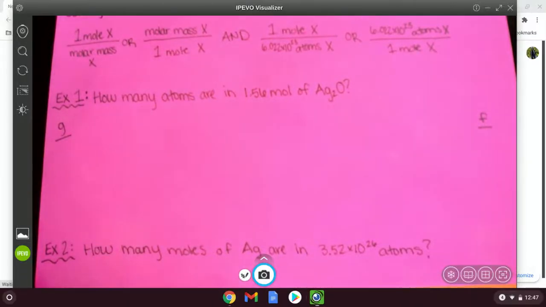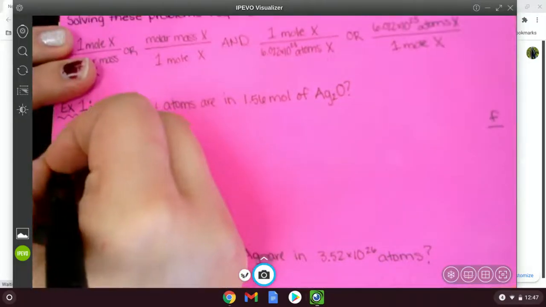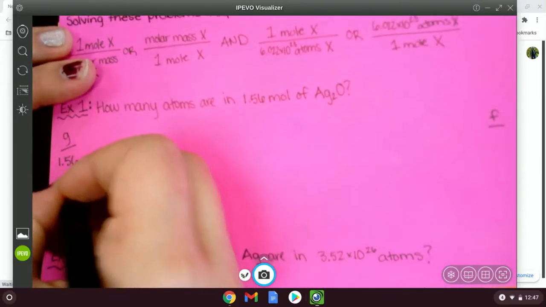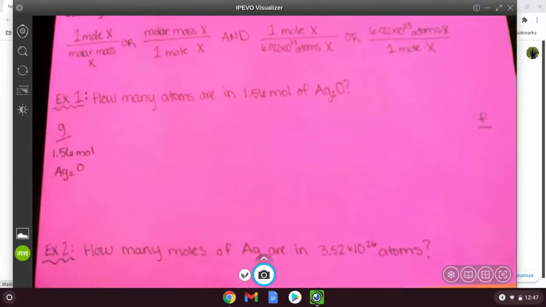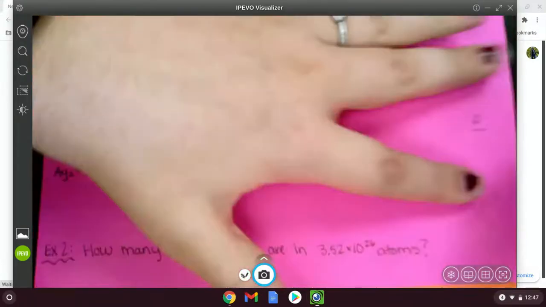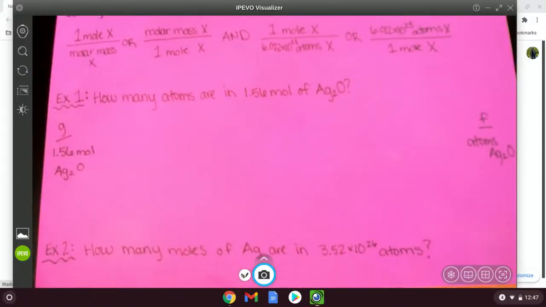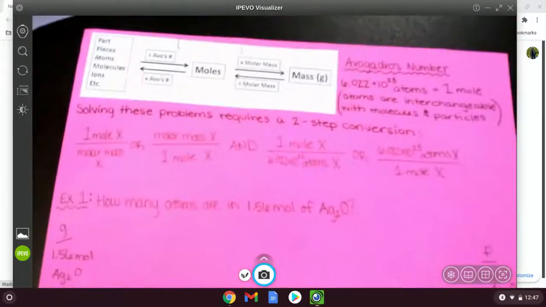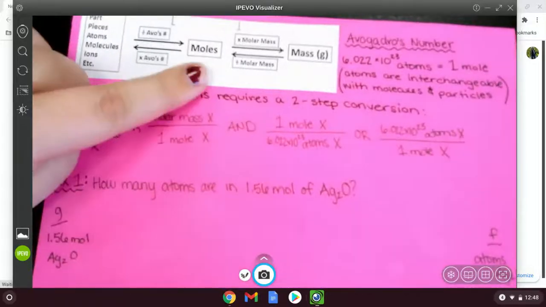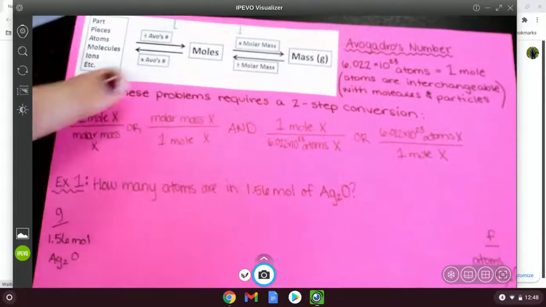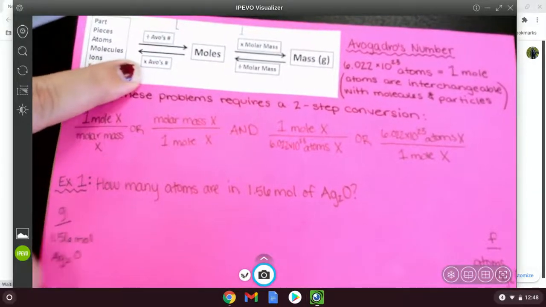How many atoms are in 1.56 moles of silver oxide? So our given will be 1.56 mole of Ag2O. And we need to find how many atoms. So we're finding atoms of Ag2O. This is a one-stepper, and there are multiple ways we can do this. We are going from moles to atoms, so we need to multiply by Avogadro's number.